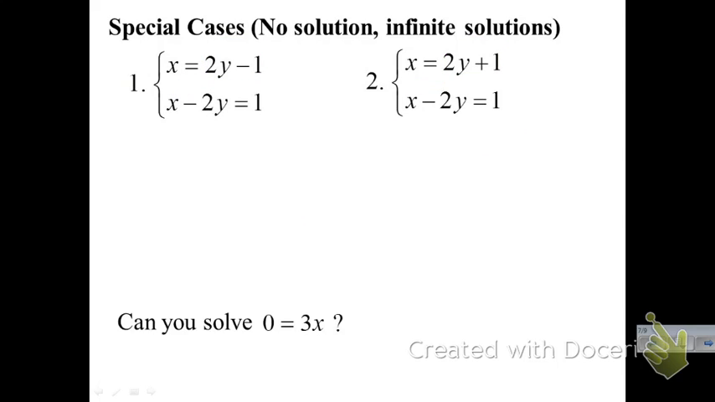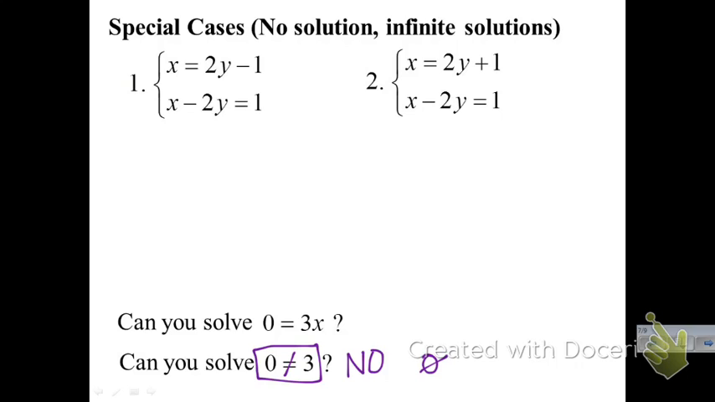Okay, so I have a couple questions. Can you solve 0 equals 3x? Yes, we can. Anytime you have a variable, you can solve it. So to solve it, we would divide by 3. 0 divided by 3 is 0, so x in this case would be 0. Can you solve 0 equals 3? This is a case where there is no variable, so no, you can't solve. If you ended up with something like this, it would indicate that there is no solution.